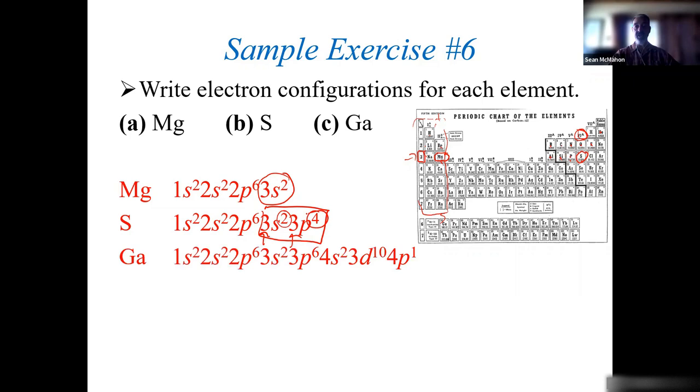Gallium's a little trickier. Why? It's all the way over here. So what is it? 4th energy level. It's in the P block as well, in that first position. So it's a 4p1. But notice, to get there, I had to go from 4s2 across to 3d10 and then 4p1.